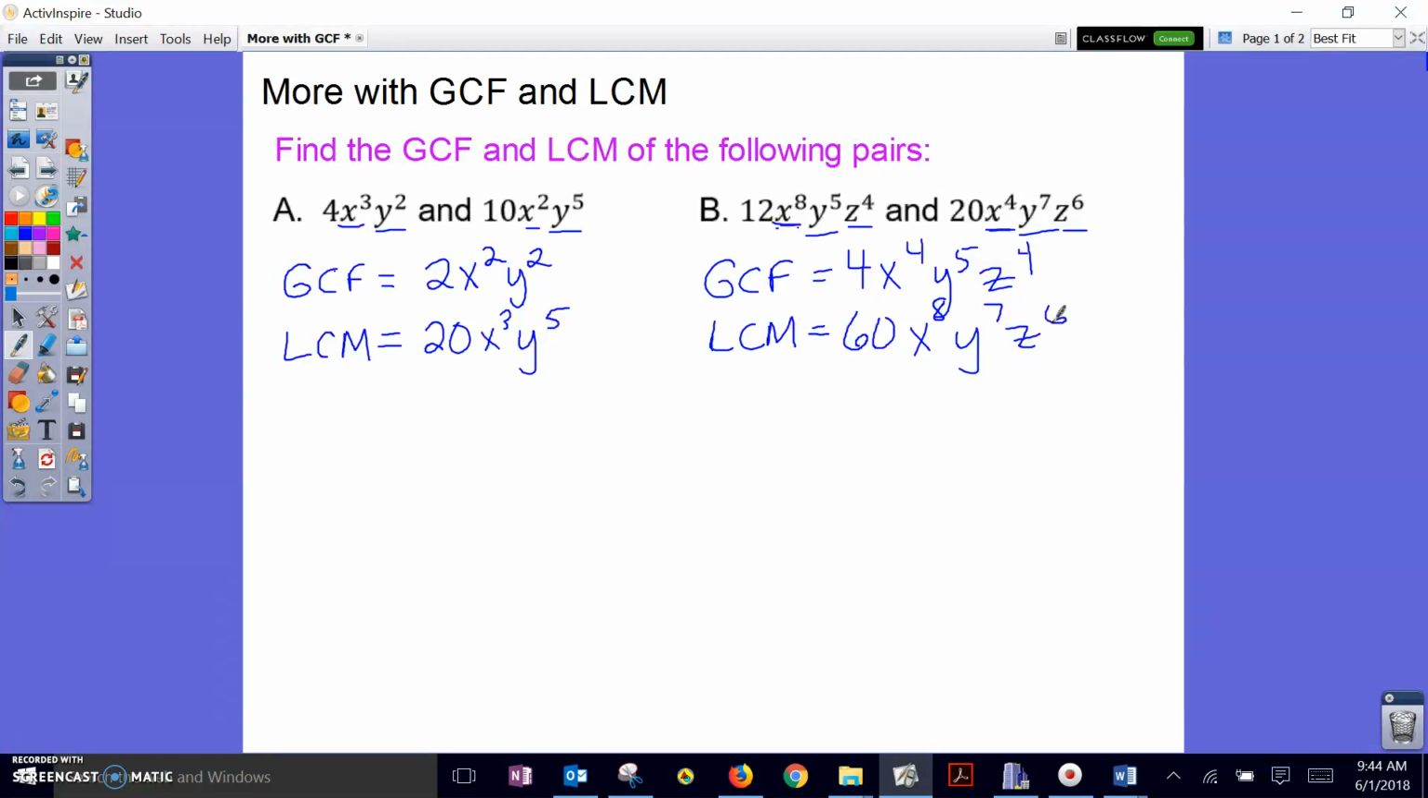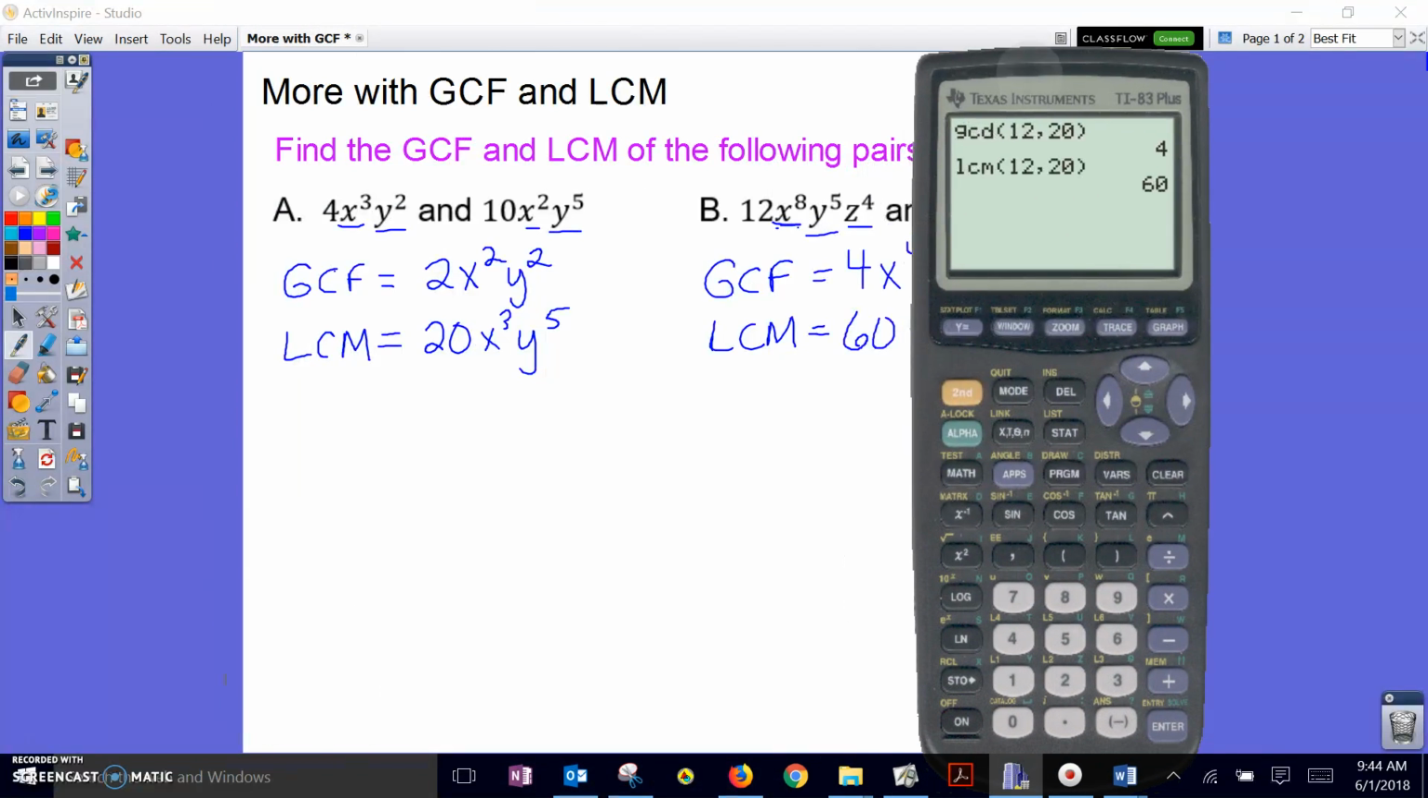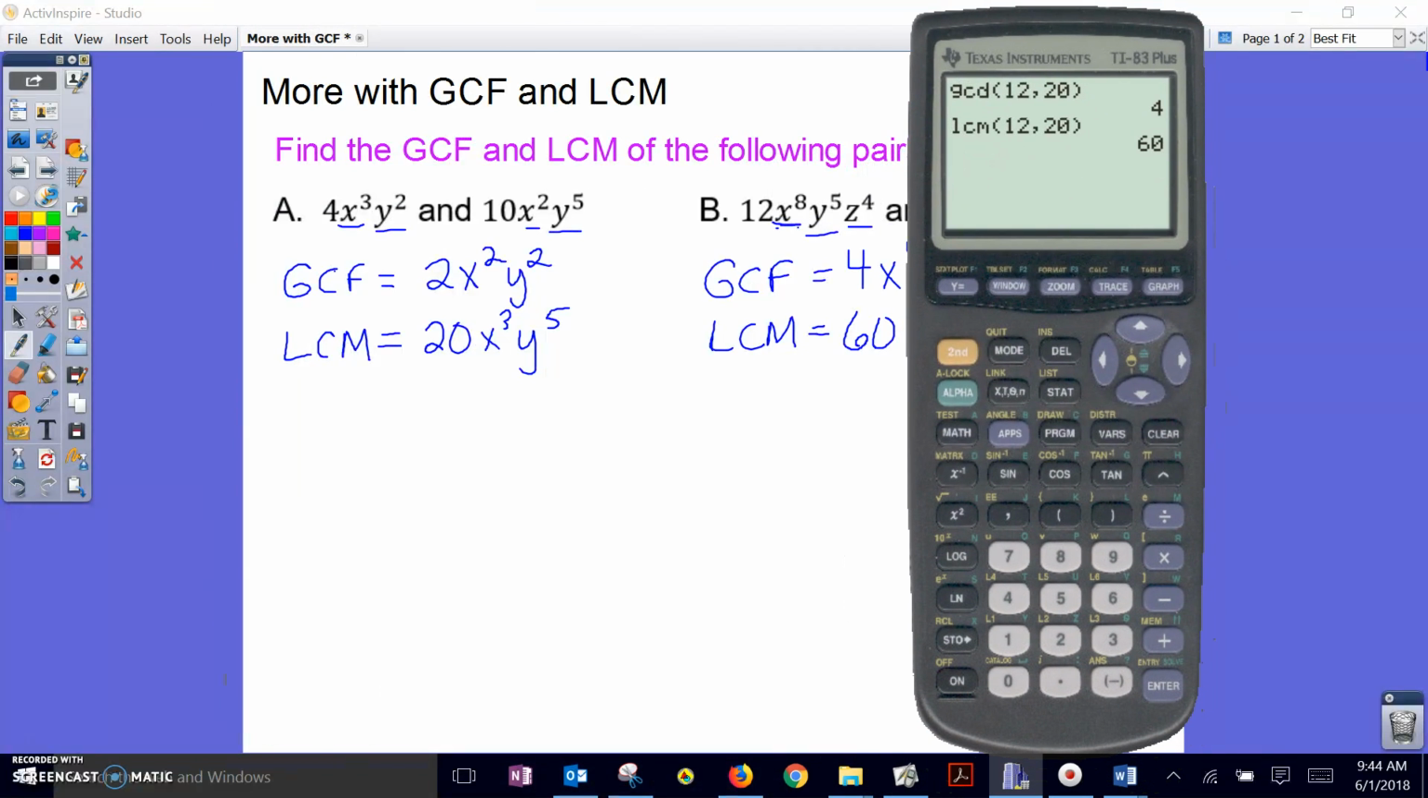And by the way, a little side note that I think everybody should understand about GCFs and LCMs: when you take the GCF and the LCM for two monomials like this, if you multiply the GCF and the LCM together, you should get the same thing you get when you multiply the two original monomials together. For instance, the numerical portion, 4 times 10 is 40. The numerical portion of the GCF and the LCM, 2 times 20, is also 40.